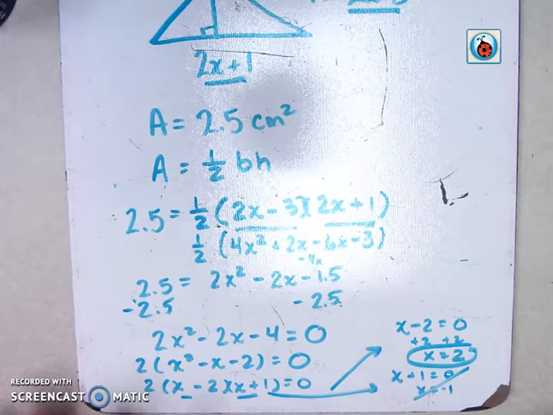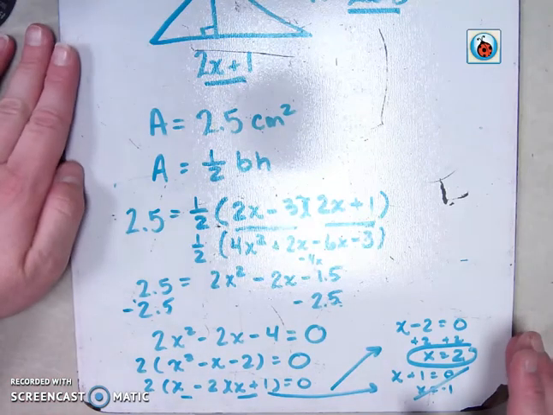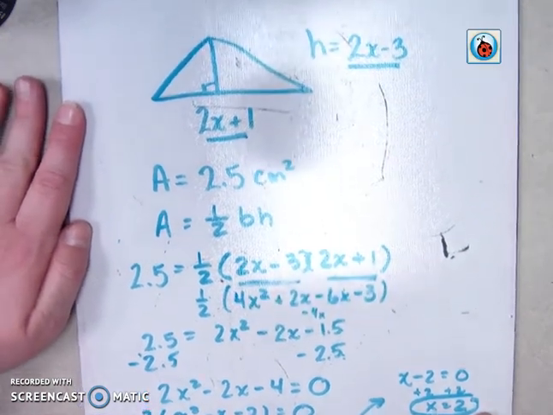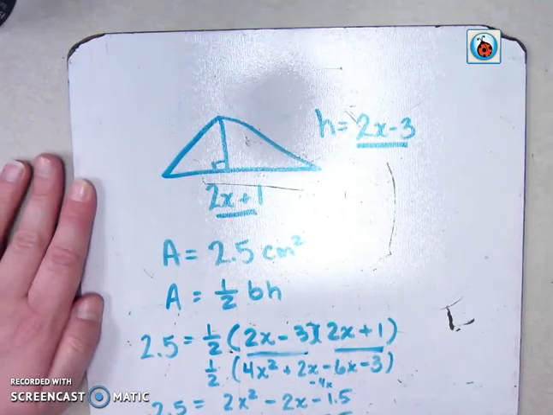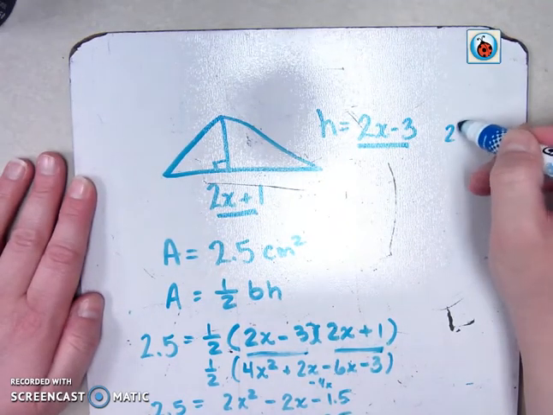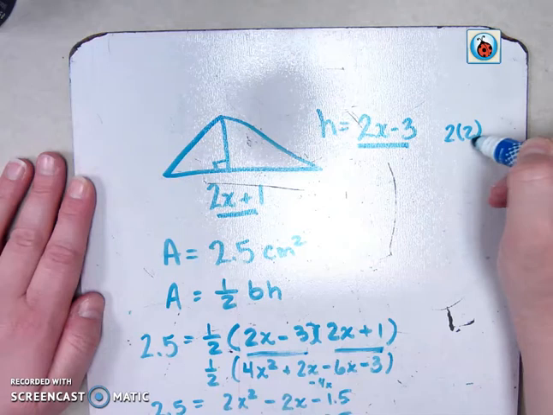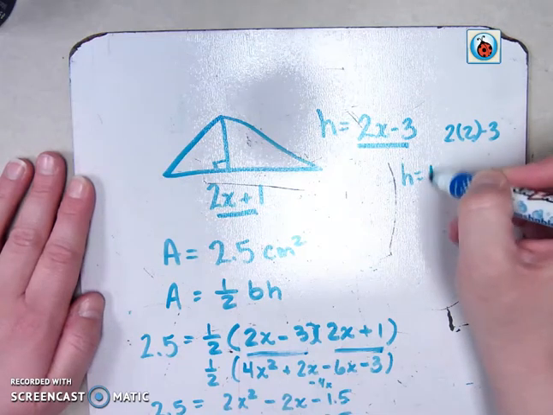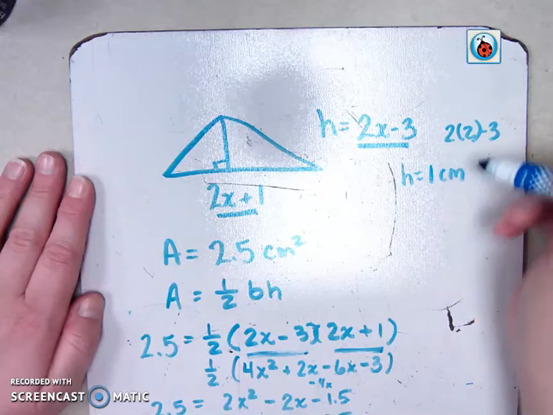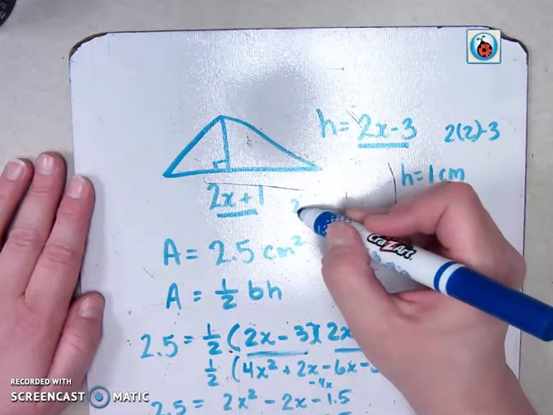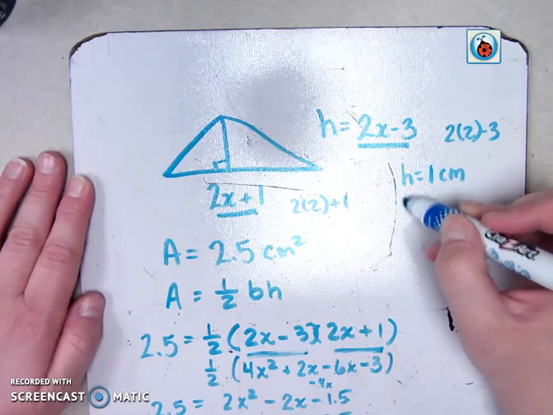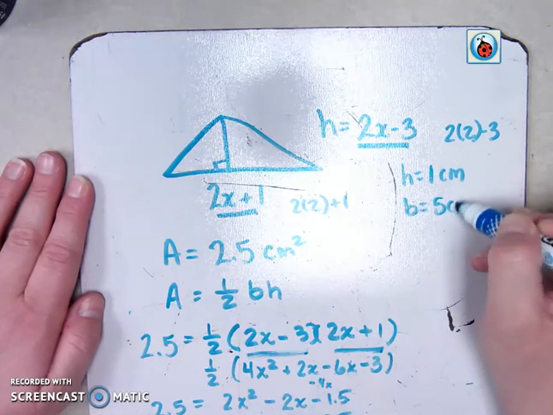But that wasn't the question. The question was, what are the dimensions of the triangle? Now I know x equals 2, so I go back up here. I would do 2 times 2, I substitute in the 2, minus 3. So the height equals 1 centimeter. And then over here I go 2 times 2 plus 1, and the base equals 5 centimeters.